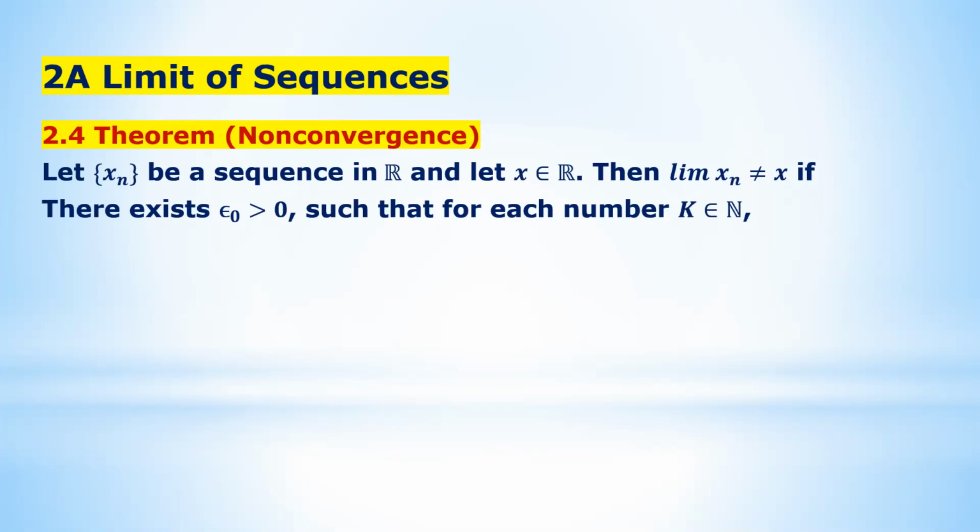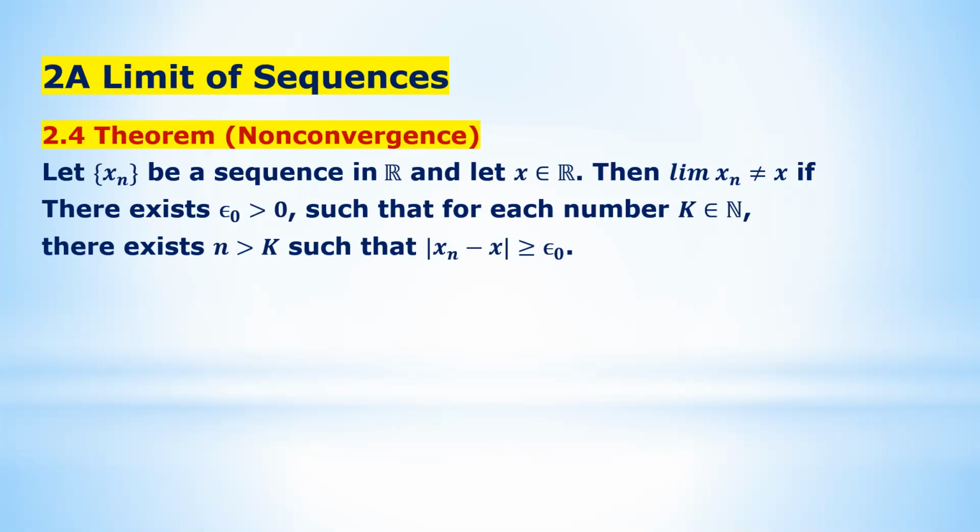So the limit of xn not equal to x means the following. There must be a special epsilon, which we denote by epsilon naught greater than 0, such that for each k, there exists n greater than k such that |xn minus x| is greater than or equal to epsilon naught. So that's the way to express the situation where the limit of xn is not equal to x.